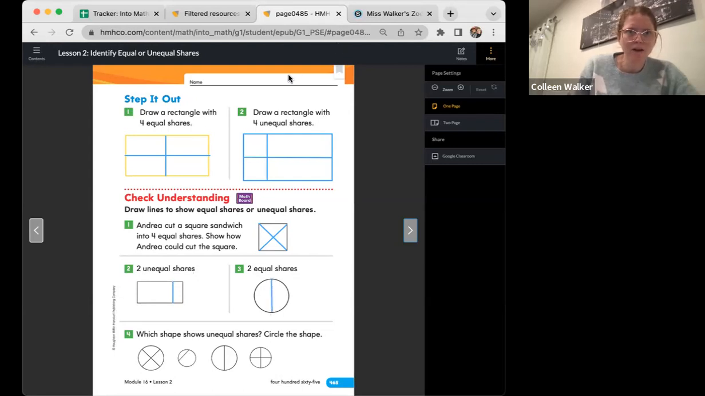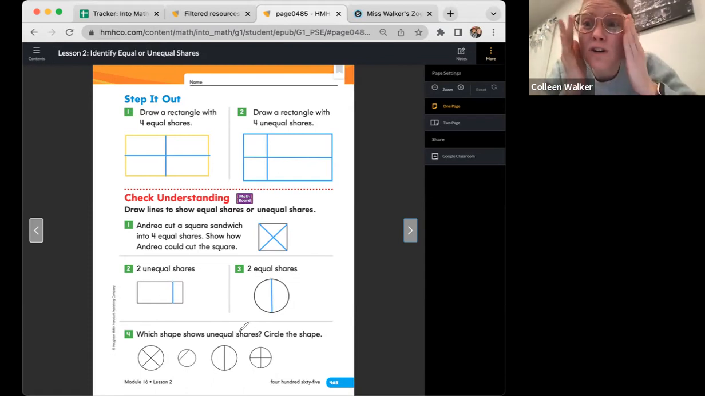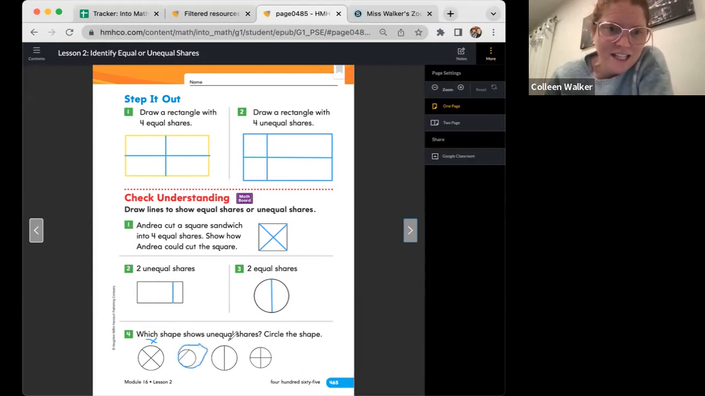And then at the bottom here, it says which shape shows unequal shares. That means two parts that are not equal. They're not the same. Well, this one's equal, so it can't be that one. Is this unequal? Yeah, circle it. Is this equal? Yep, can't be that one. We're looking for unequal. Is this one equal? Can't be that one. Great job, friends.